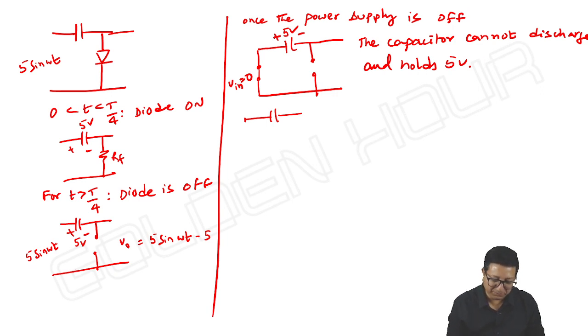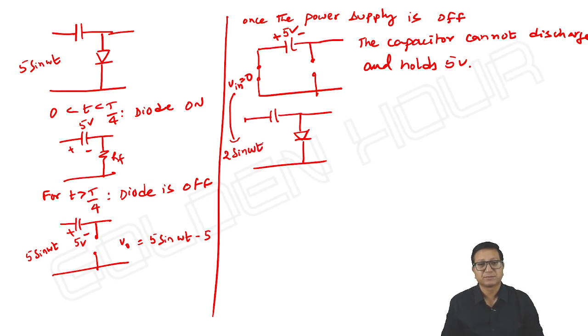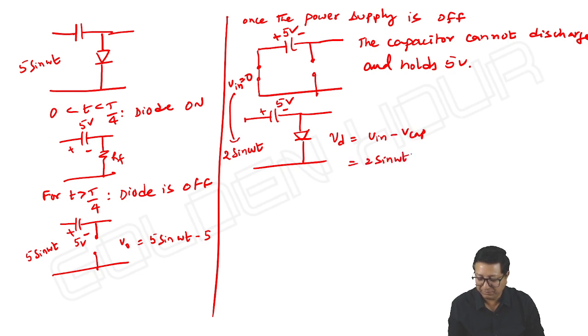Now I am applying an input to the same circuit. Anyway, the diode is an open circuit only. Instead of 0, I am giving here some 2 sin omega t. Then what happens? Here it is 5 volts, and V output or VD is equal to V input minus V capacitor, which is 2 sin omega t minus 5. So what is VD maximum? VD maximum is equal to minus 3 volts, which implies the diode does not conduct.